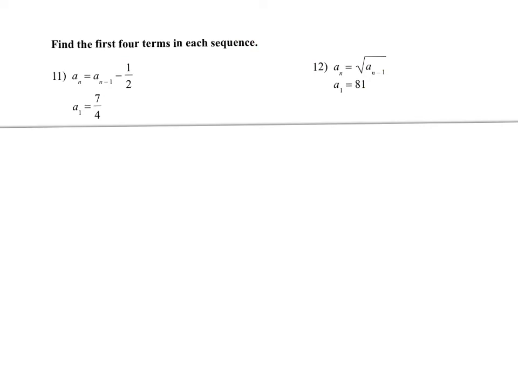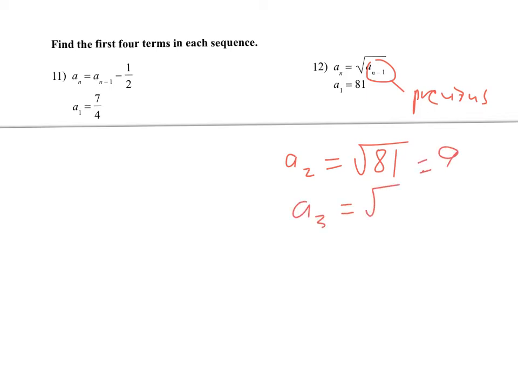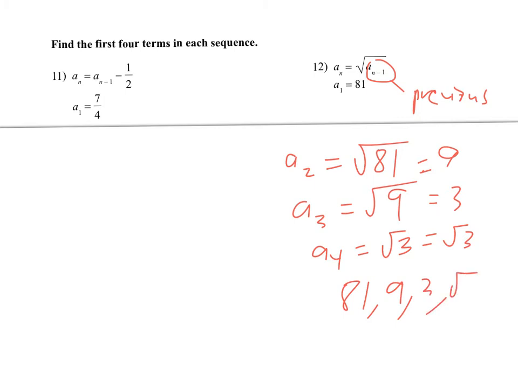All right, next up here, number 12. So this one I can see is a recursive sequence because of that a sub n minus 1. I know that refers to the previous term. So I know that if I want a sub 2, I'm going to do the square root of the previous term, which is 81. So that's going to be 9. And then a sub 3, I'm going to do the square root of the previous term, which is now 9. So that's going to turn into 3. And then a sub 4 is going to be the square root of the previous term, which is 3, which is just rad 3. So my sequence would go 81, 9, 3, and then rad 3.